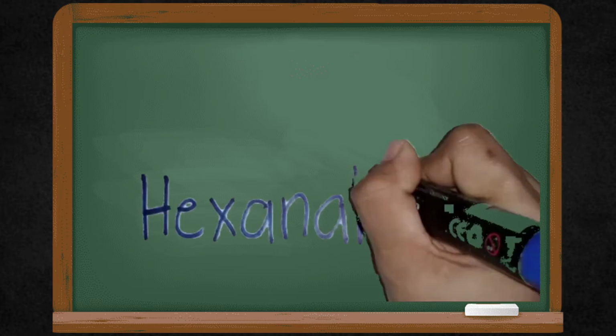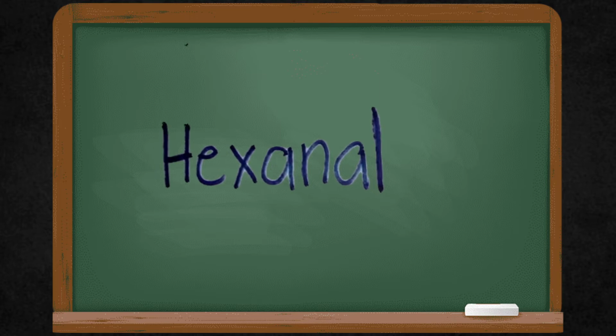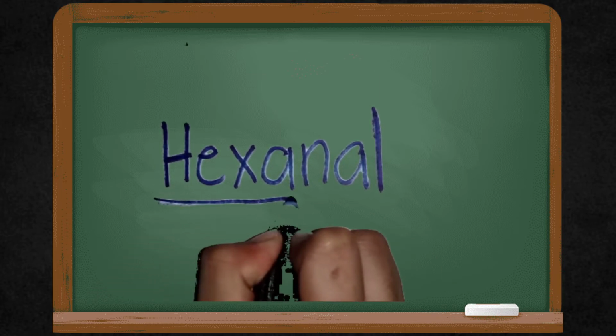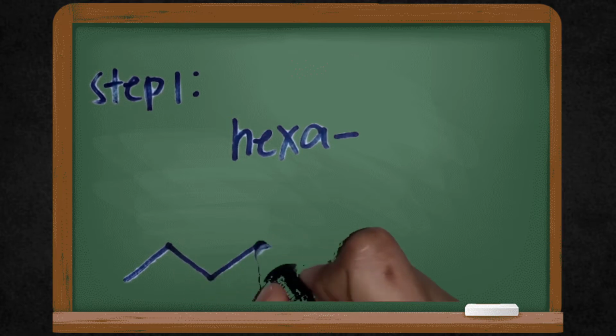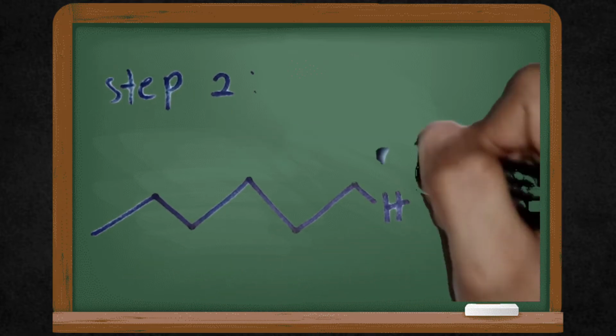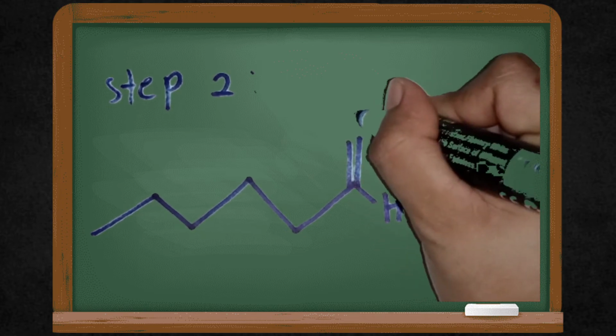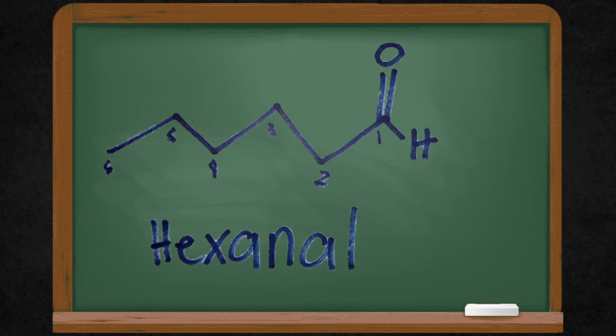Now let's discuss how to draw an example of aldehyde, the hexanal. Identify also the longest carbon chain based on the prefix of the given name. The prefix is hexa, which signifies that the longest carbon chain is 6. After that, draw a hexa backbone of the structure. After that, add the aldehyde in the first position or in carbon 1. And that is the structure for hexanal.